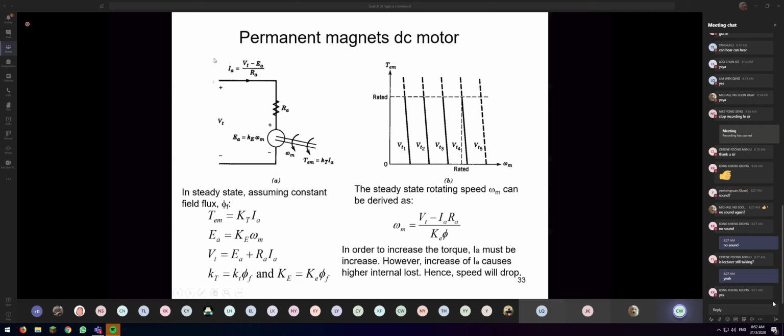So this is what I mentioned just now. Why, if you run at a higher torque condition, does the speed become slower? It's because it's related to this formula. If I want to increase the torque, which is proportional to the current, I need to increase the current, and then it will cause the internal loss. So this is referred to as internal loss.